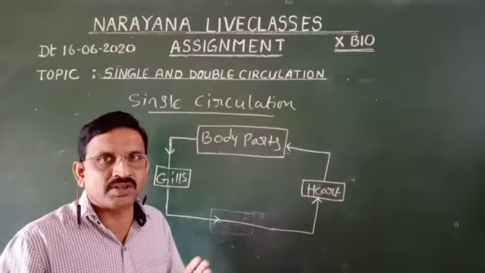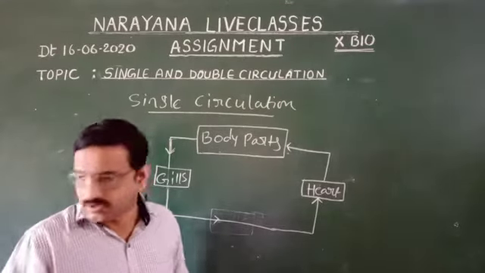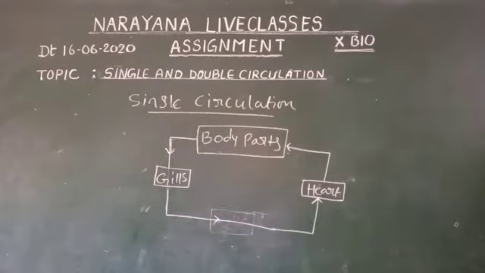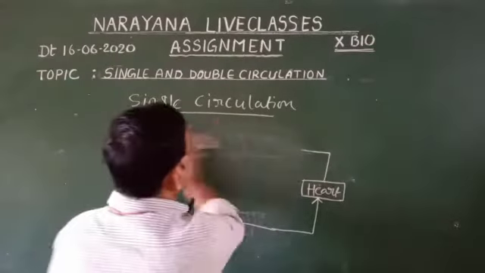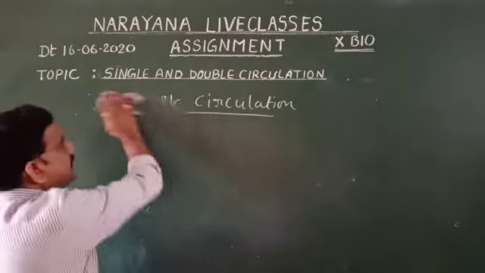The best example of the single circulatory system is fishes. Is it clear? So our second one is the double circulatory system.